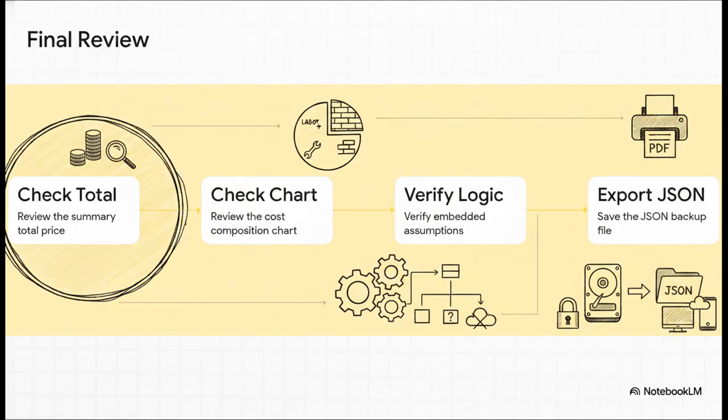So here are the final steps. Once your numbers are in, you check the summary total, review the visual cost composition chart to see your labor versus materials breakdown, and verify the embedded assumptions. Then, step 4 is completely non-negotiable. Export the JSON backup file. There is no cloud server here, folks. Your highly sensitive job cost data never leaves your machine, so you must save this file before printing the final PDF.